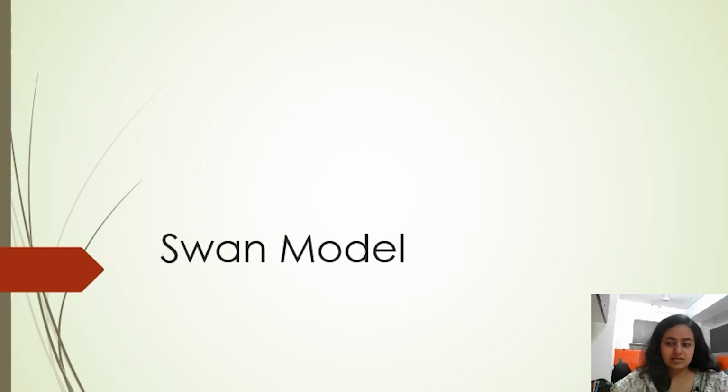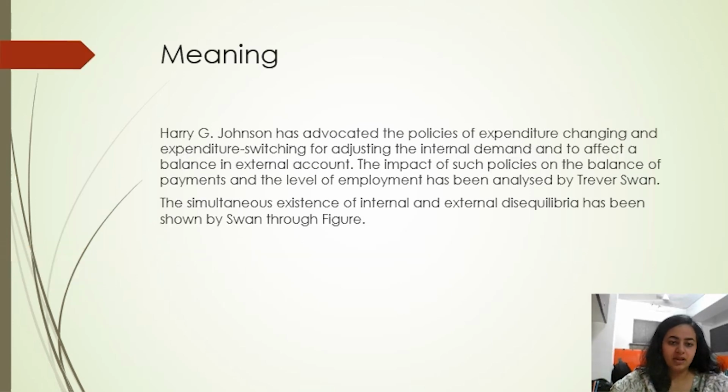Now we will be discussing the Swan model. Harry G. Johnson has advocated the policies of expenditure changing and expenditure switching for adjusting the internal demand and to effect a balance in the external account. The impact of such policies on the balance of payments and the level of employment has been analyzed by Trevor Swan. The simultaneous existence of internal and external disequilibria has been shown by Swan through this figure.